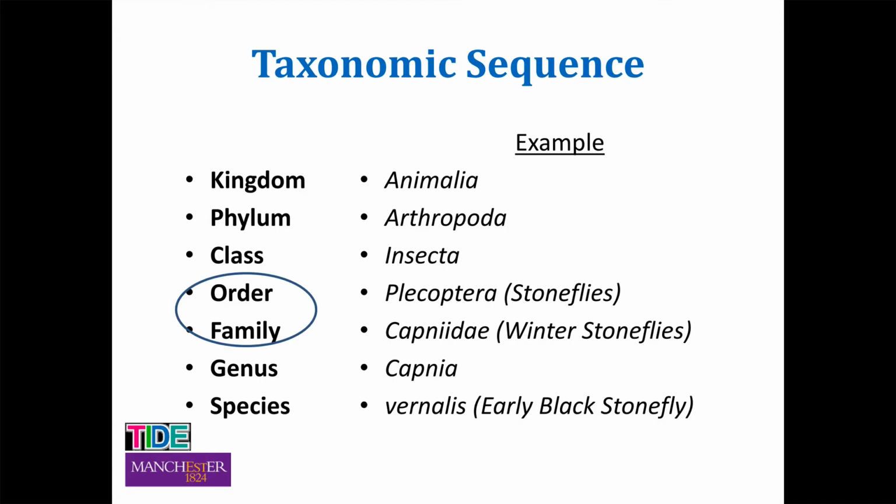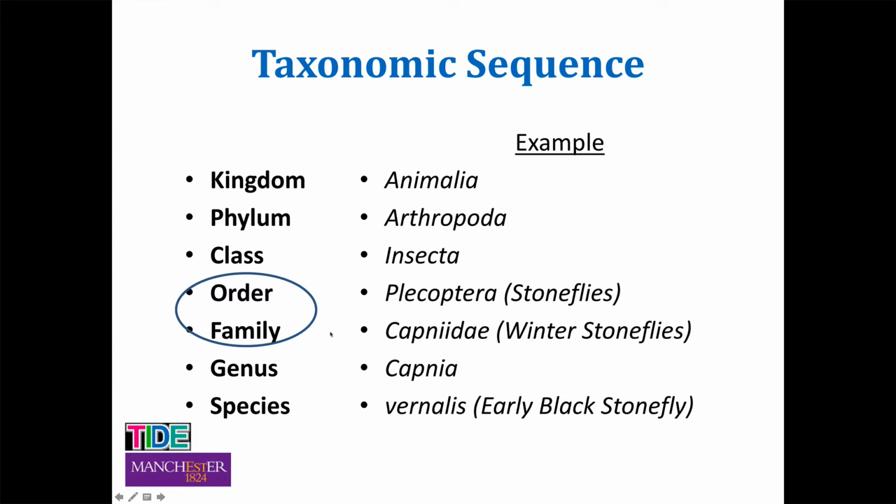If we're looking at macroinvertebrates, we have to identify them. And this slide is reminding you or showing you of the taxonomic sequence where animals are classified. We have the kingdom down to the species. So for kingdom, for example, you've got Animalia, and then phylum, for example, Arthropoda, class, Insecta, order, Plecoptera, family, Capniidae, genus, Capnia, and species, Capnia nivalis.